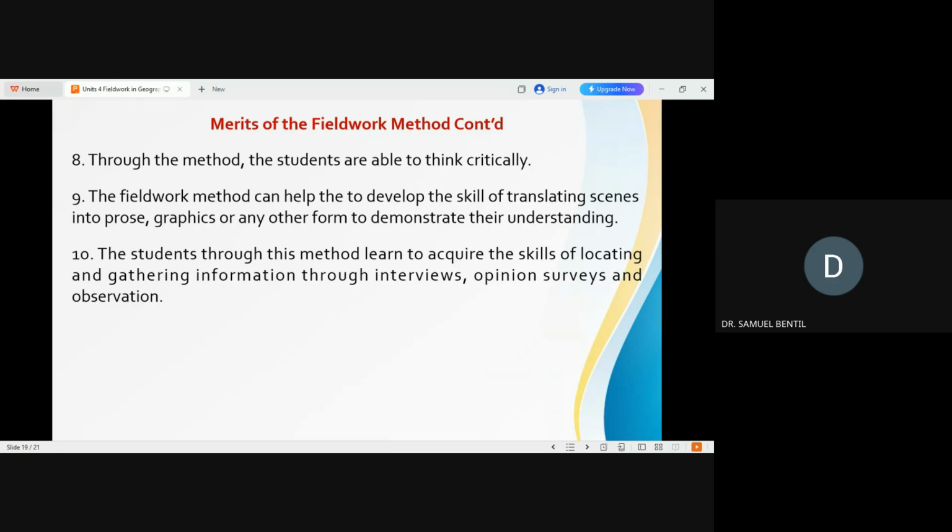Then the student, through this method, learns to acquire the skills of locating places, gathering information through interviews, surveys, and observation. And these are all critical data collection skills learners are able to learn through fieldwork.